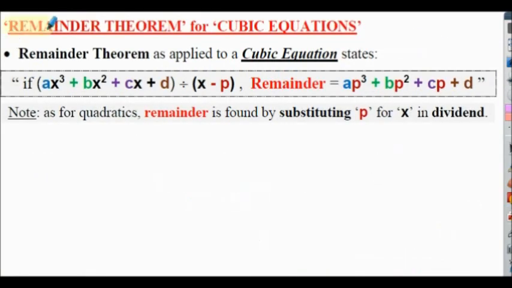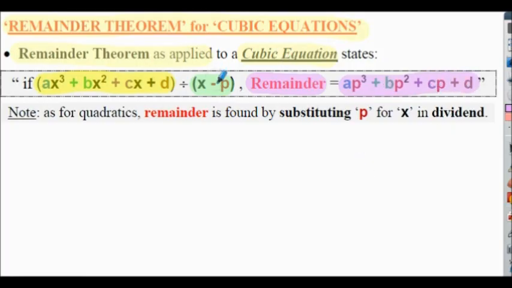Let's now consider remainder theorem, but this time applied to cubic equations. Remainder theorem applied to the cubic equation states the following. If we have a cubic expression, ax cubed plus bx squared plus cx plus d, and we divide it by a linear factor, x minus p, the remainder can be shown to be of the format ap cubed plus bp squared plus cp plus d.